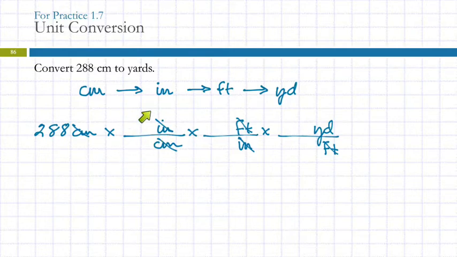So here, I need the relationship between inches and centimeters. Well, 1 inch is equal to 2.54 centimeters. What's in the numerator has to be equal to what's in the denominator. Because really what I'm doing is I'm multiplying by one. And so I'm not changing the length, I'm just changing the units.